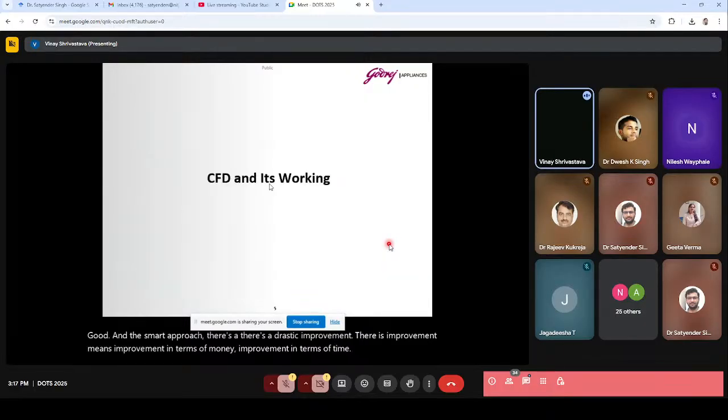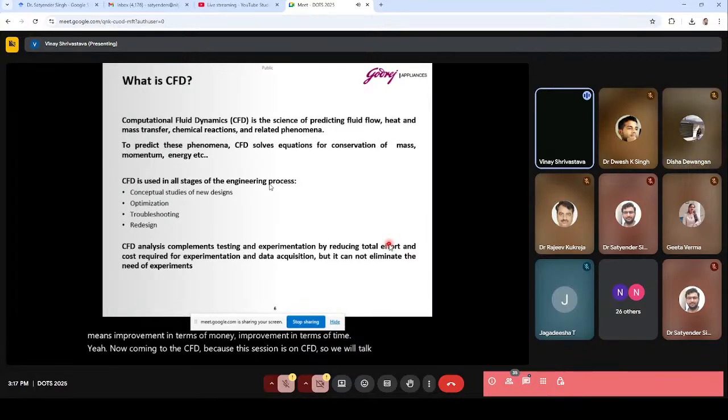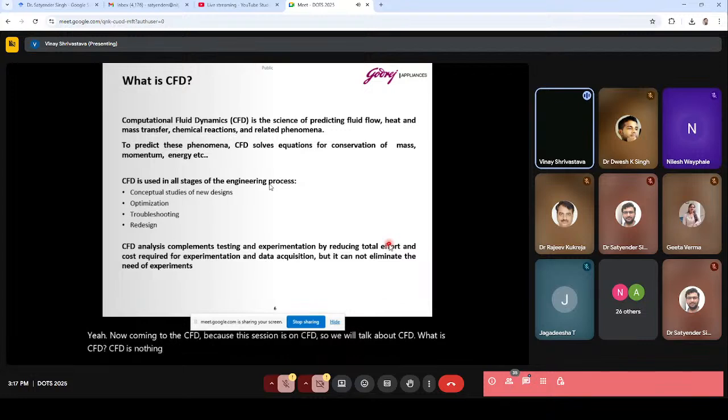Now coming to CFD, because this session is on CFD, so we will talk about CFD. What is CFD? CFD is nothing but the science which predicts transport phenomena. When I say transport phenomena, it includes fluid flow, it includes heat transfer, and, let's say, some chemical reaction or other related phenomena. And how do these phenomena get predicted? It is simply because CFD solves conservation equations like mass, momentum, and energy.